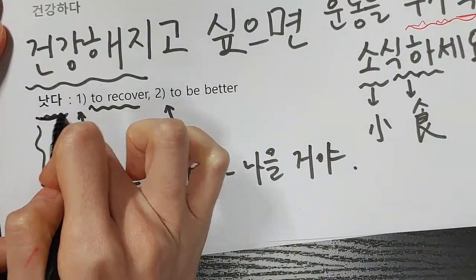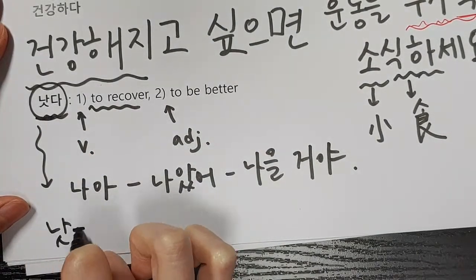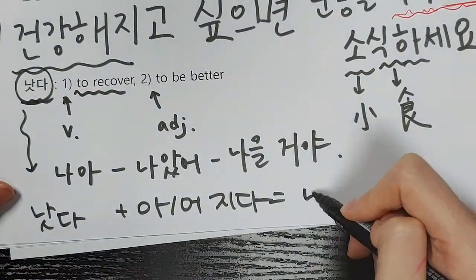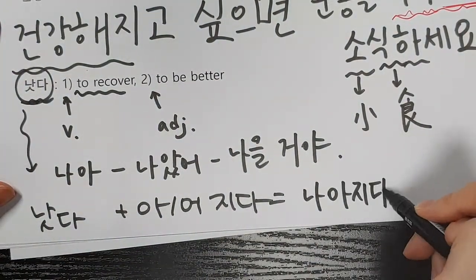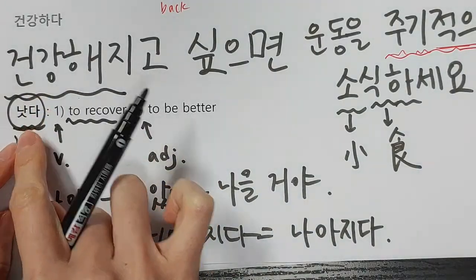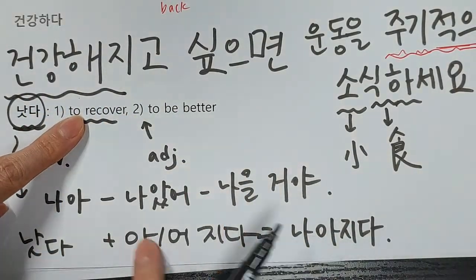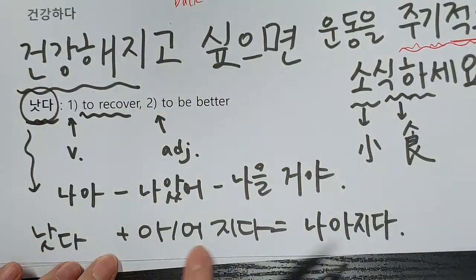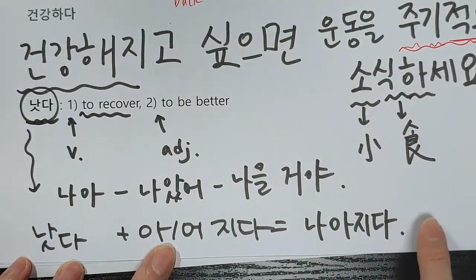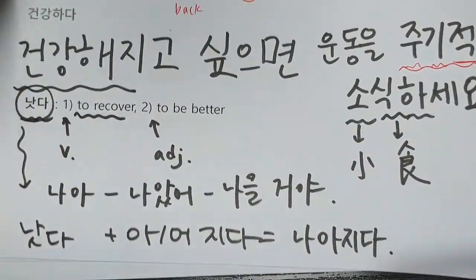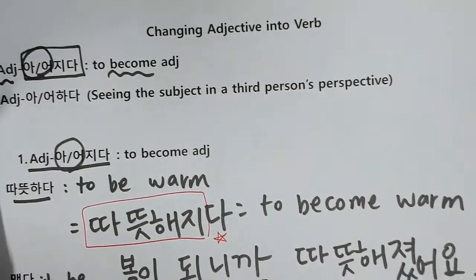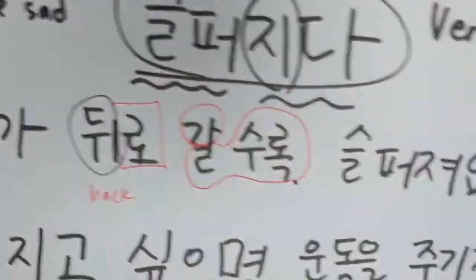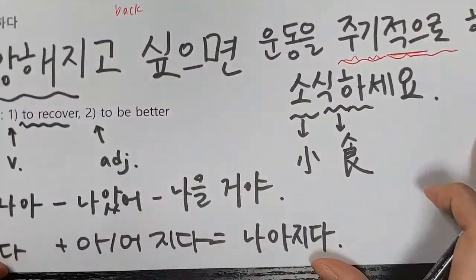So if we were to combine 낫다 with 아어지다, it would be 나아지다, right? 나아지다. And note that when 낫다 means the verb, it cannot be combined with 아어지다. But when it's an adjective that means to be better, then it can be combined with 아어지다 to mean to become better. Because 아어지다, like I mentioned, is only combined with adjectives. It's a form where you change an adjective into a verb. So 아어지다 cannot be combined with a verb.